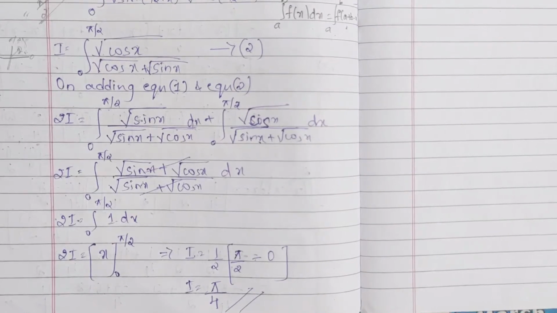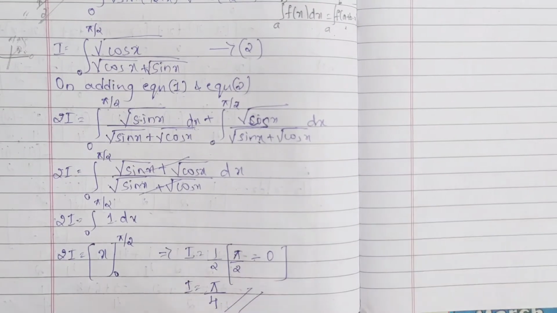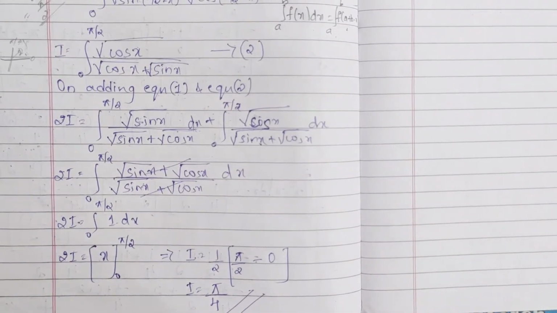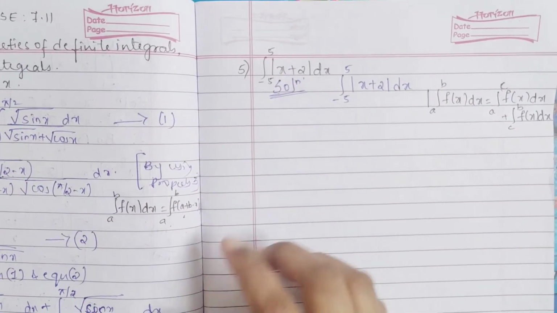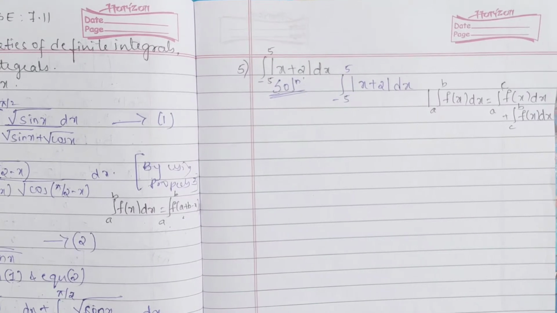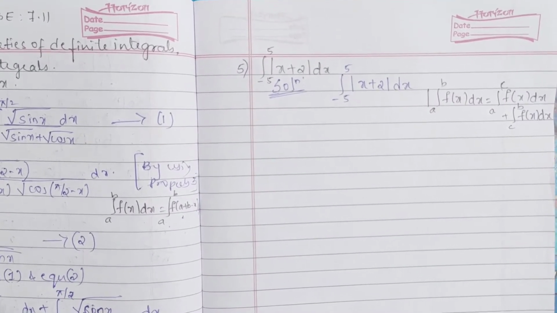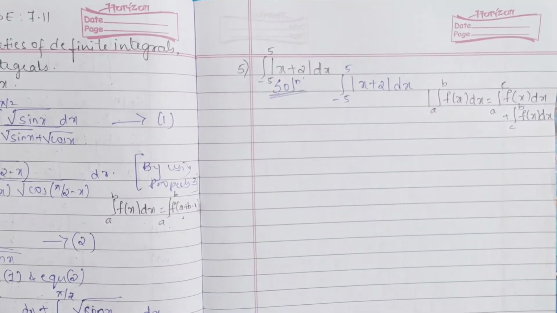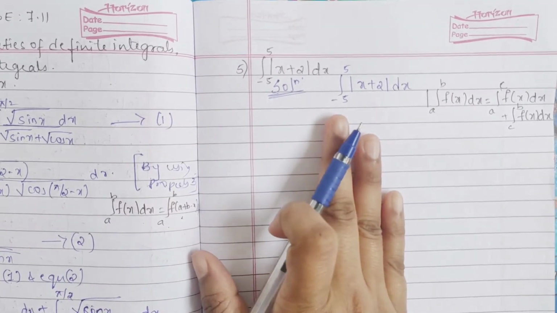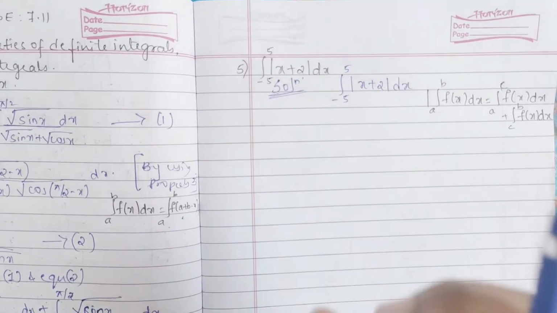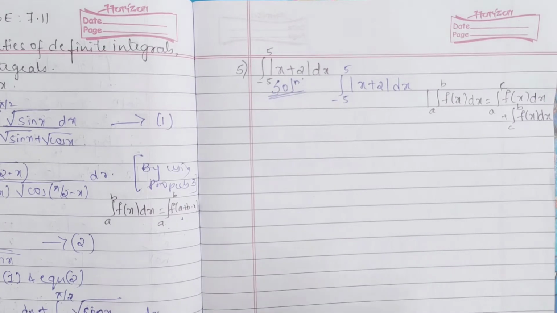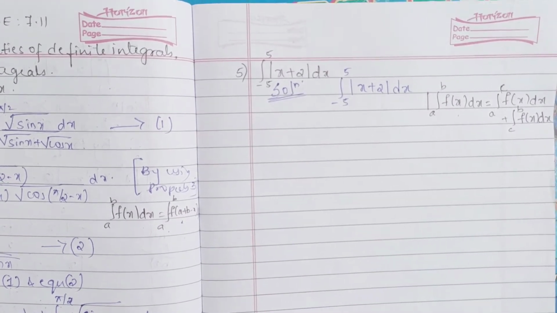I hope I am clear on how you have to solve. We will proceed with our next problem. Next I have taken the fifth one. See, the fifth question is integration from minus 5 to 5 of modulus x plus 2 dx. So coming to this question, whenever you have a modulus question, please always go to property 2.